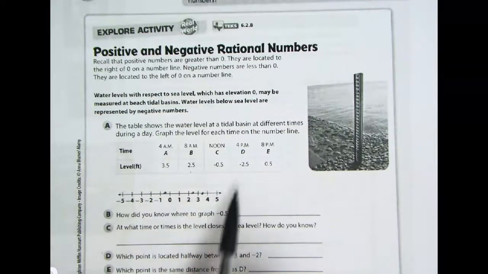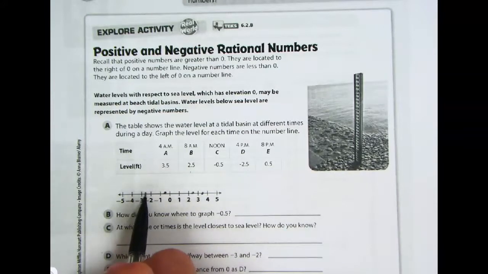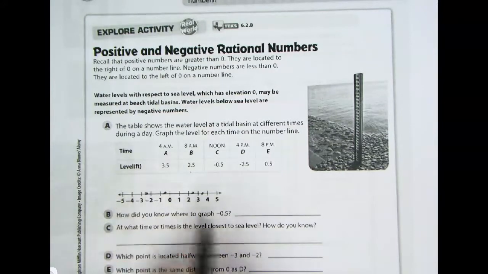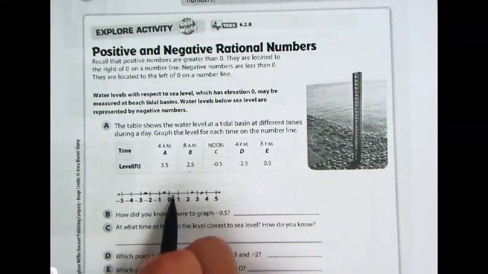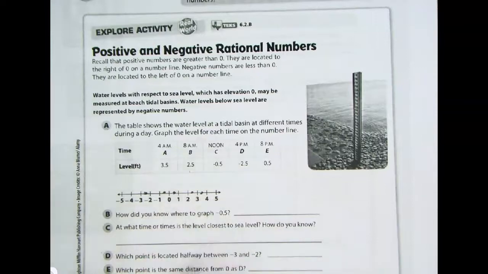So about right there. And at 4 p.m. negative 2 5/10, which is halfway between negative 2 and negative 3. And 8 p.m. is back to a positive 5/10, which is halfway between 0 and 1.